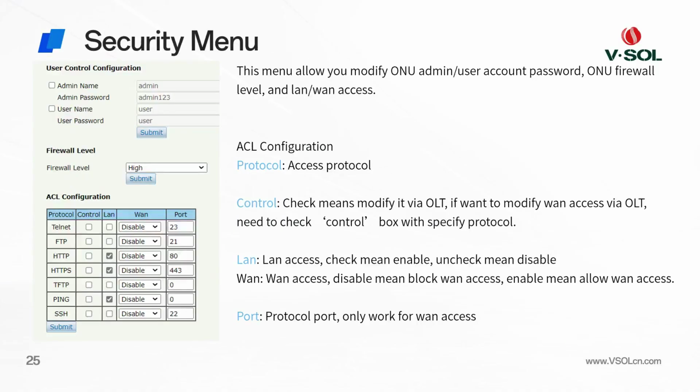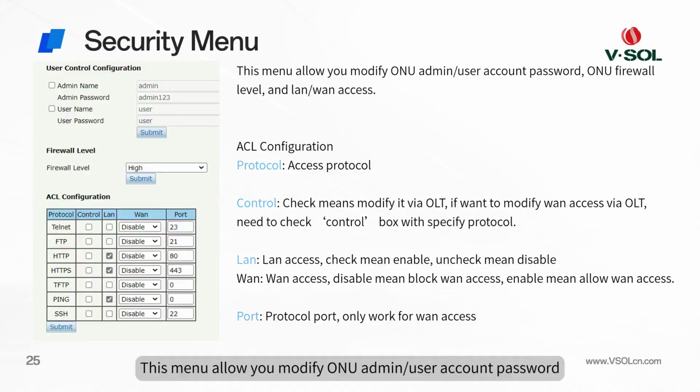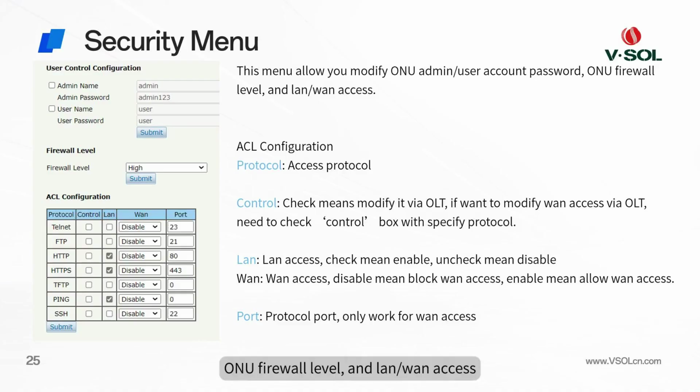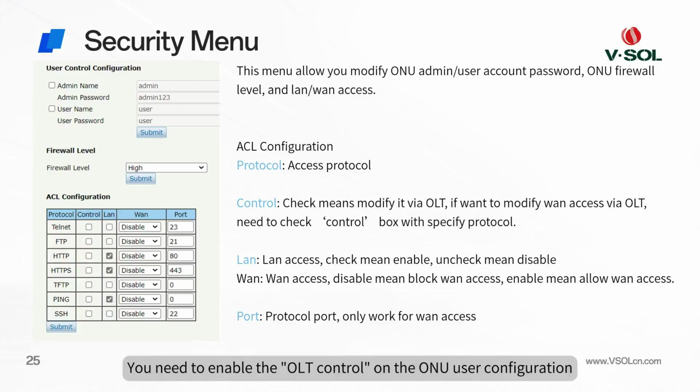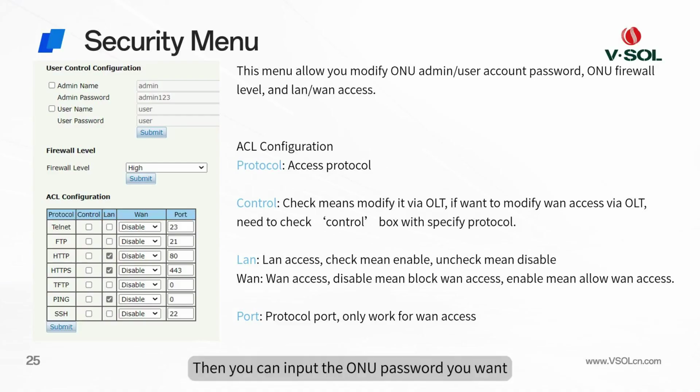Next is the ONU Security menu. This menu allows you to modify the ONU admin or user account password, the ONU firewall level, and LAN or WAN access. If you need access to the ONU web or want to check the ONU password, you can check it at this menu. If you want to change the ONU password, you need to enable the OLT control on the ONU user configuration.